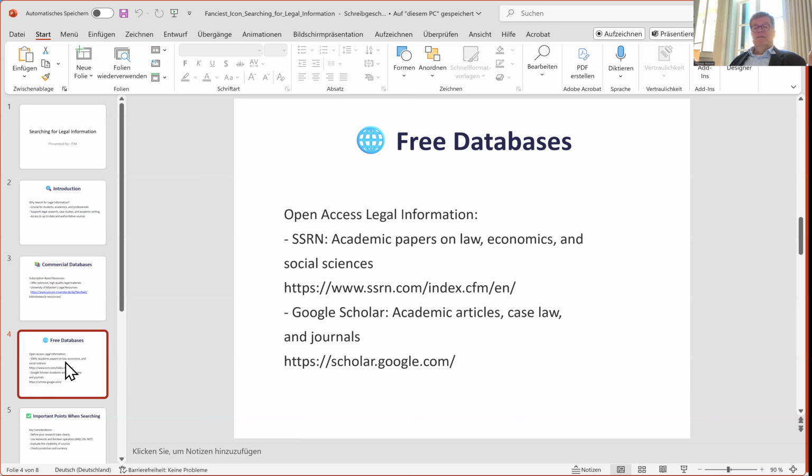Another open access legal information source is Google Scholar, a very good service by Google. There you find a lot of academic articles, case law, and journals. Some are free, some need to be paid, but you get an overview of everything which is published for a topic.